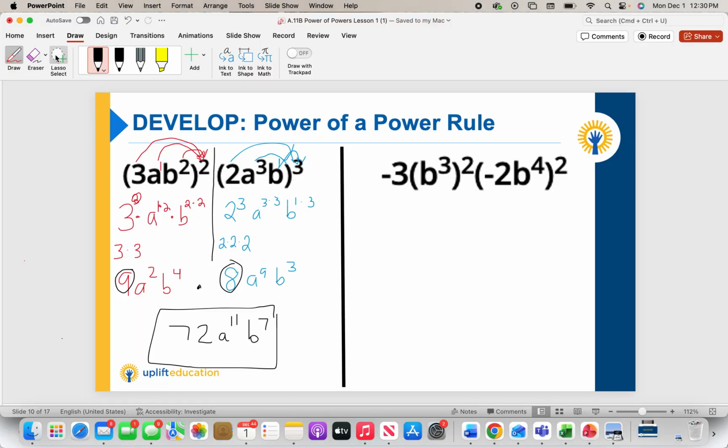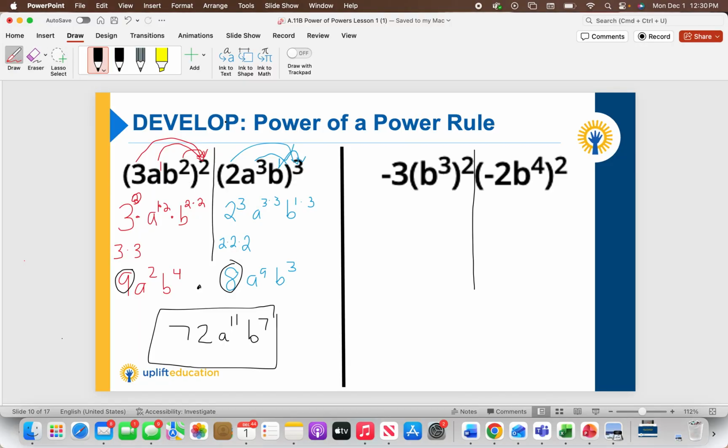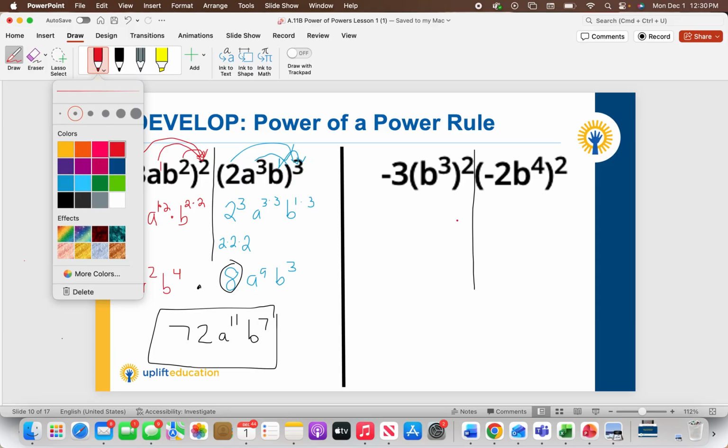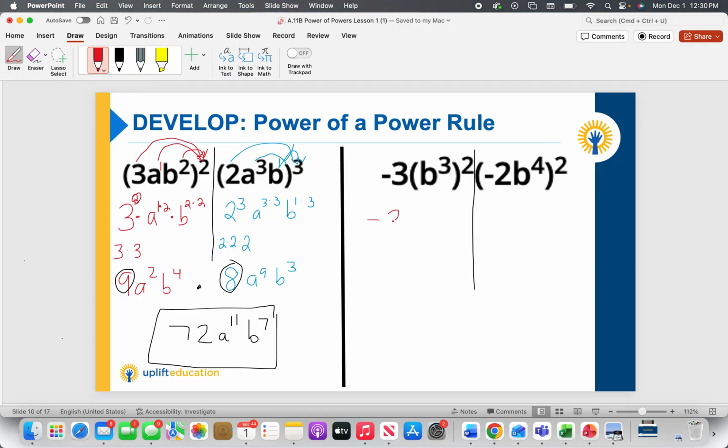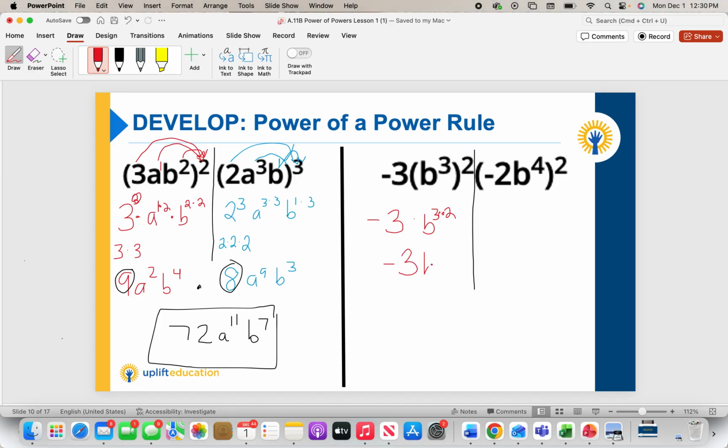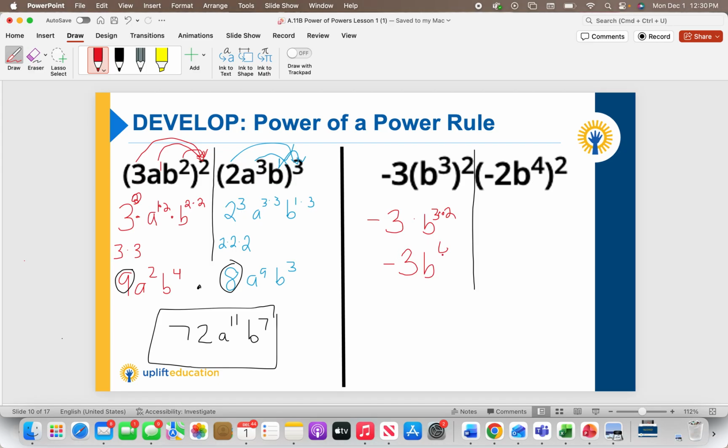Let's look at the next example. We're going to separate the two just like we did before. It kind of makes it easier. And we're going to do the left side first. So because this negative 3 is not in the parentheses, we're going to leave it alone. But this b to the third power is going to have to be multiplied by 2. So on this side, we're already done. We'll have negative 3 b to the power of 6.